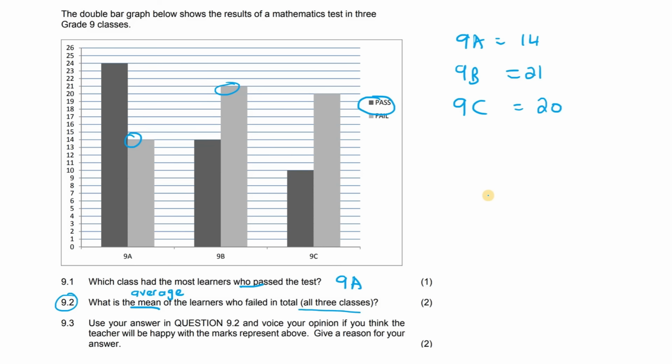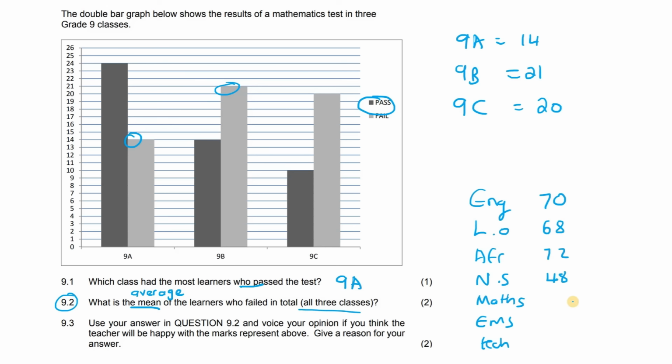Okay, now how do you work out average? Well, you know how to do that. Let's say you have English, LO, Afrikaans, natural science, maths, EMS, and technology. Let's say those are your subjects. And for English, you got 70. LO, you got 68. Afrikaans, you got 72. NS, you got 48. Maths, you got 54. EMS, you got 71. And technology, you got 60.